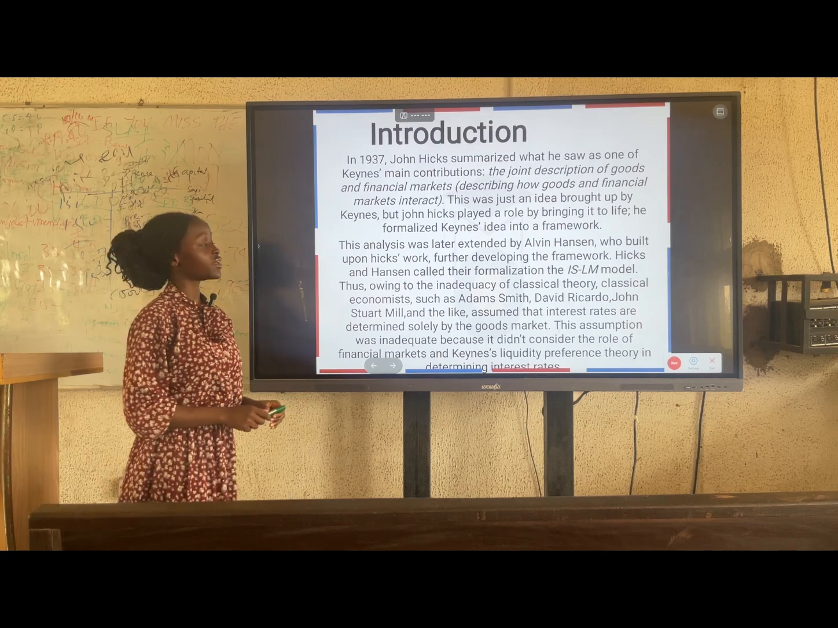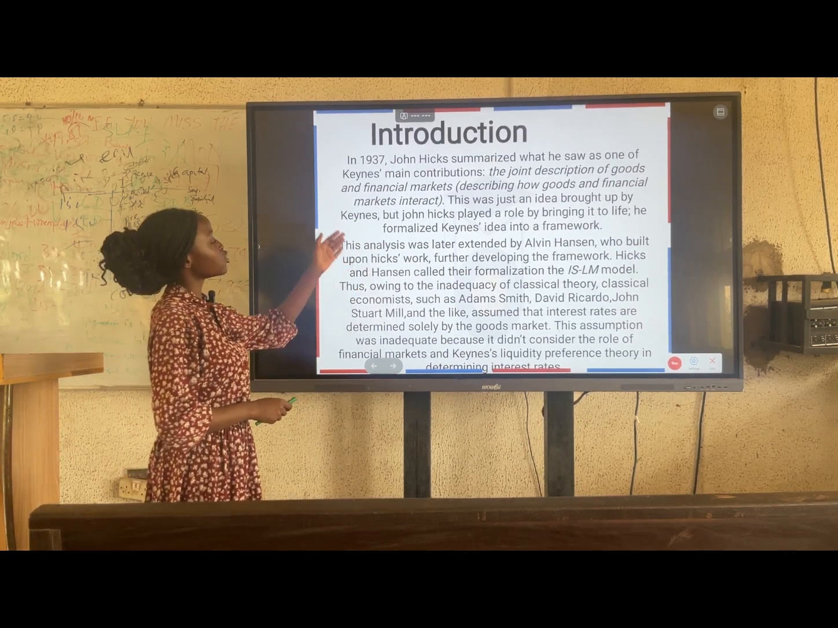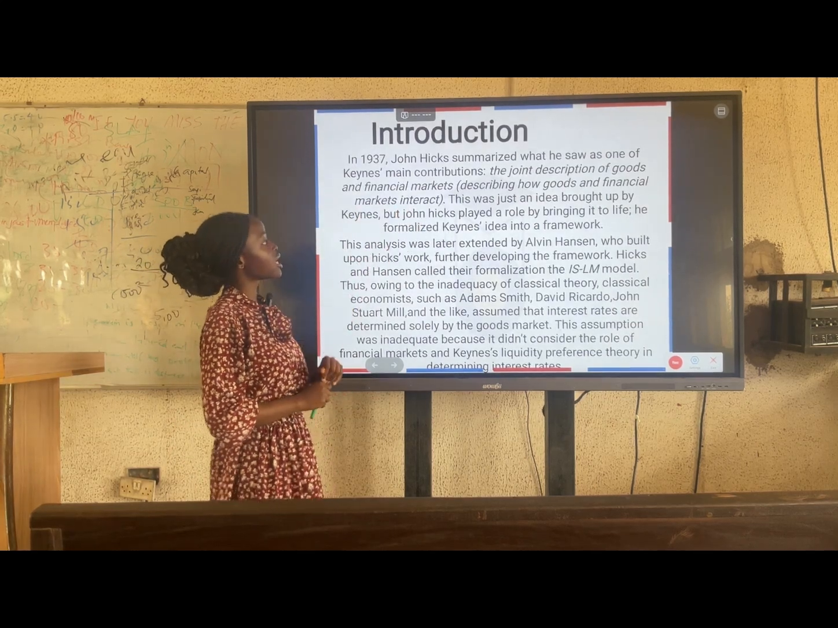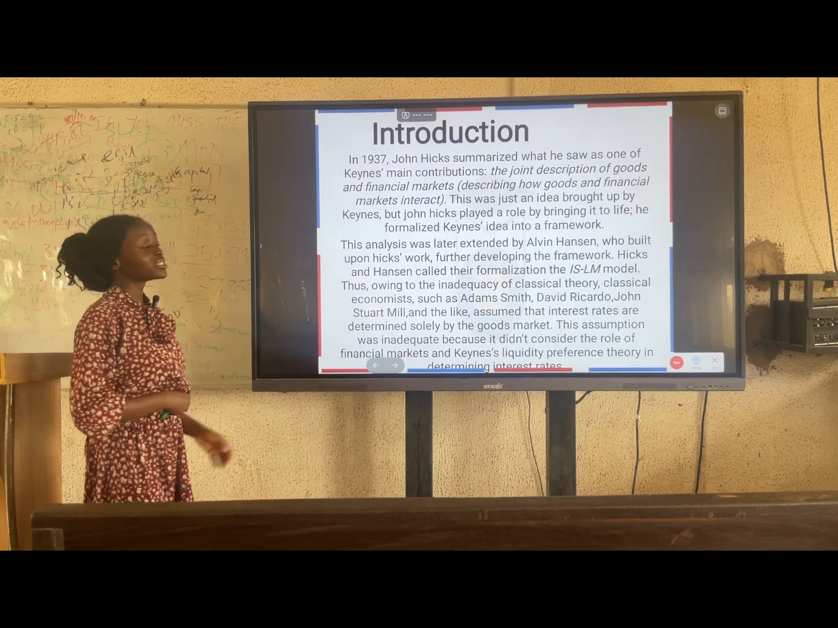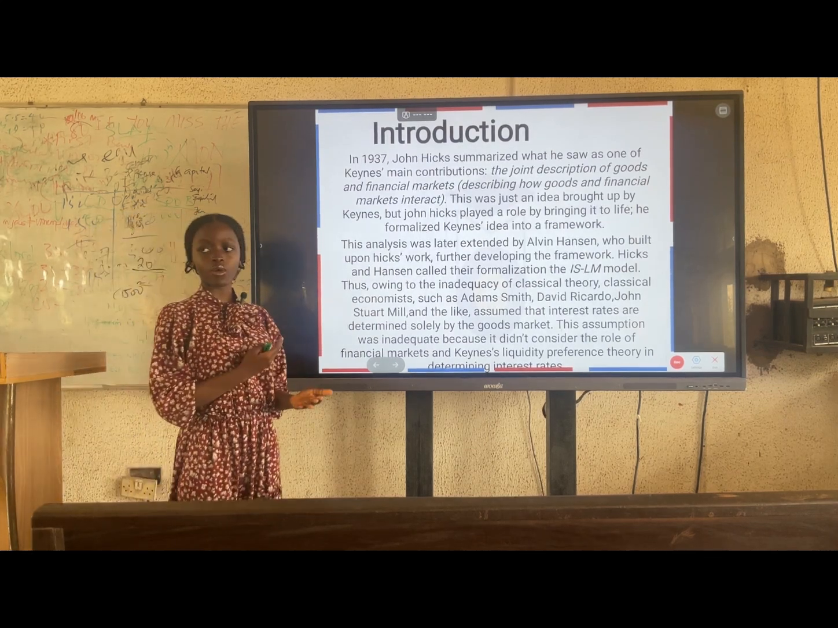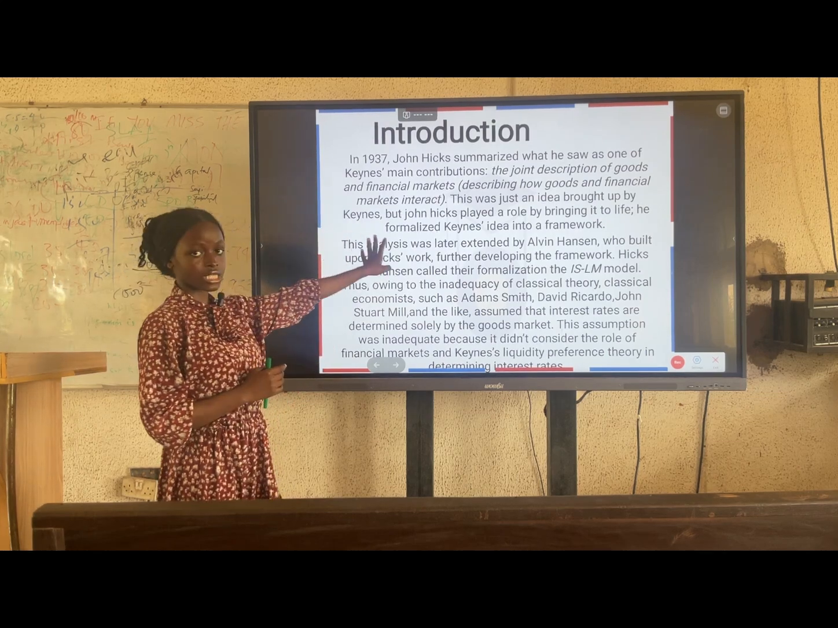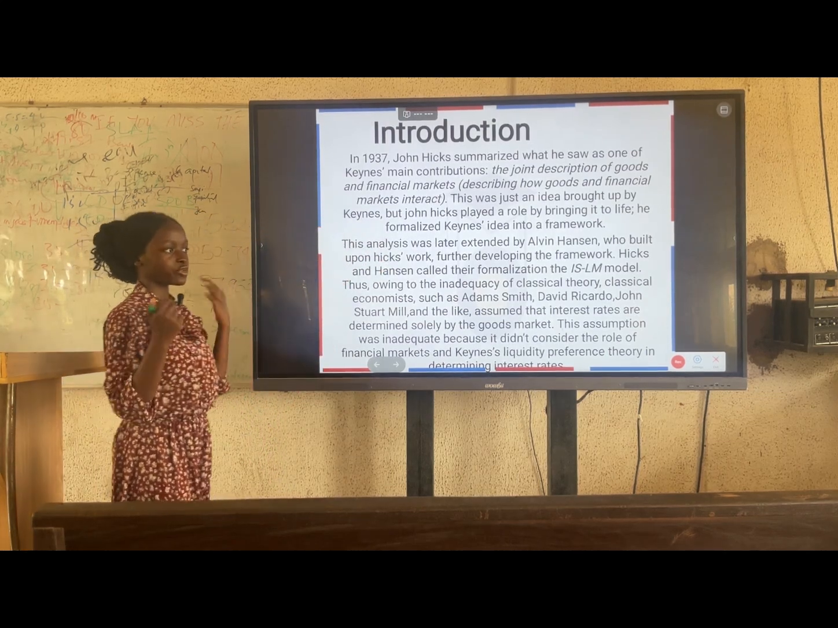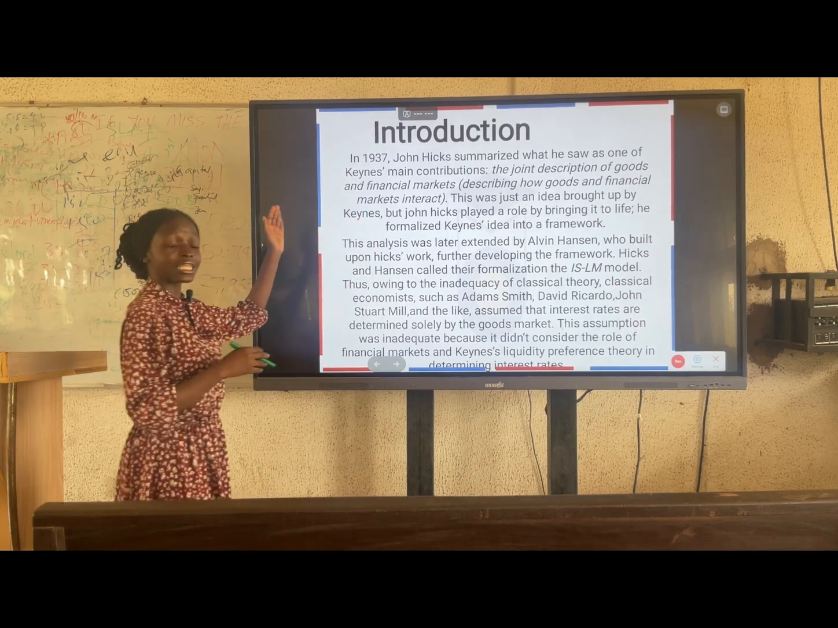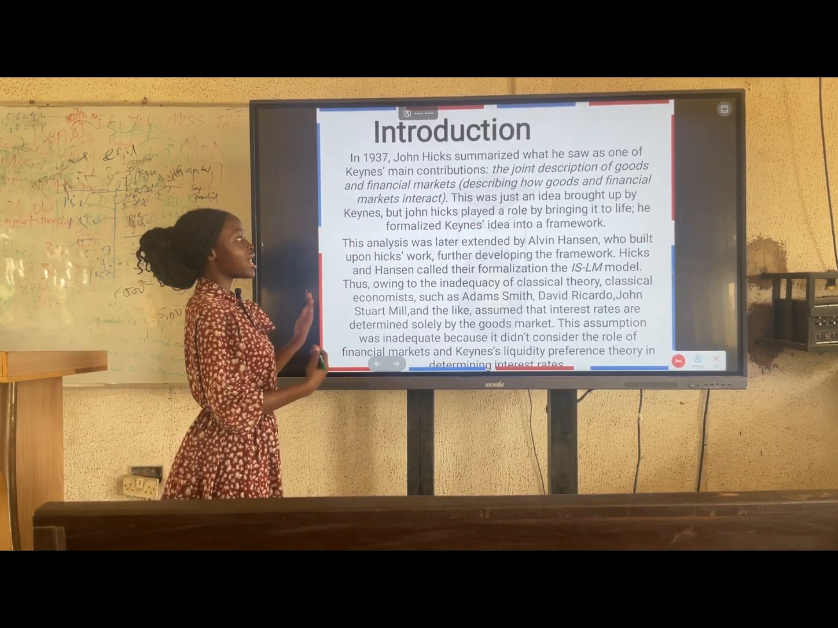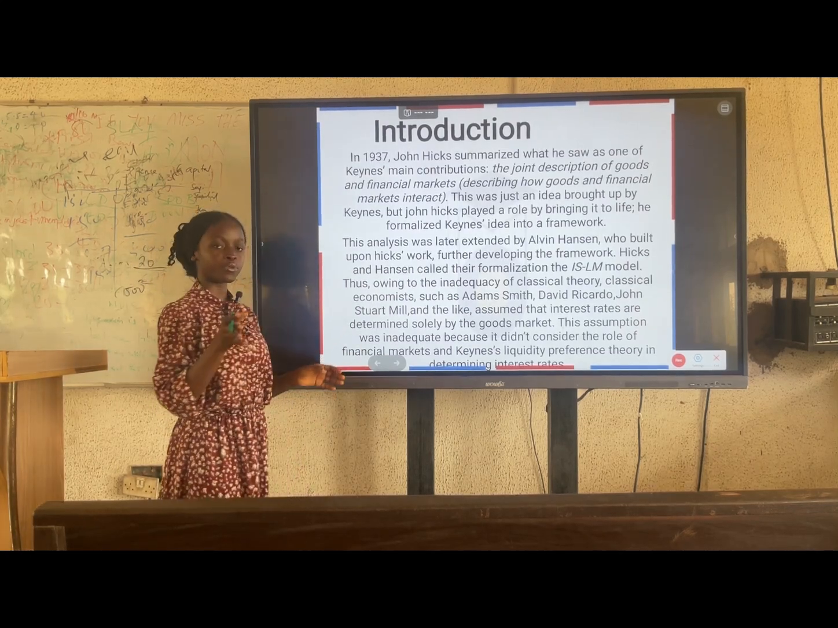A brief introduction of the ISLM model. In 1937, John Hicks summarized what he saw as one of Keynes's main contributions, which is the joint description of goods and financial markets. So this introduction was basically saying the whole idea of how financial markets and goods markets interact was brought up by Keynes. But then he just brought it up as an idea and nothing was done. Then John Hicks in 1937 brought it back and formulated it and made it known to people.